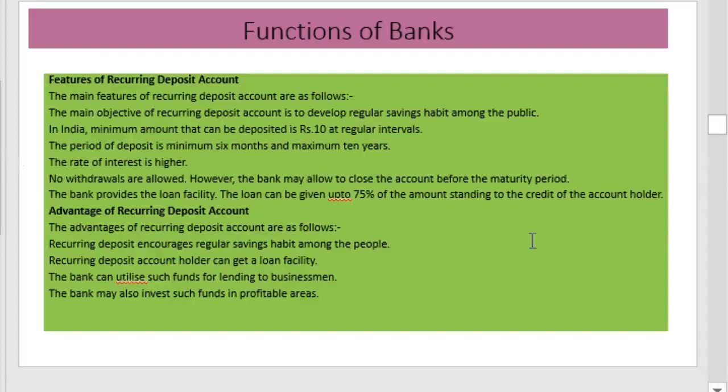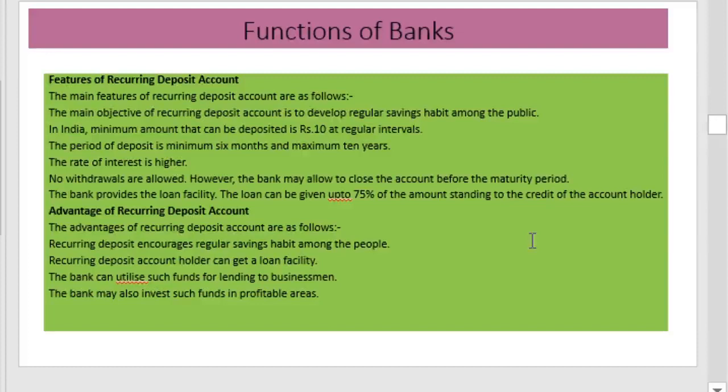The features of the recurring deposit are: first, the main objective of this account is to develop regular saving habits among the public. This is the most important. The minimum amount that can be deposited is ₹10 at regular intervals, and the period of deposit is a minimum of 6 months and a maximum of 10 years.